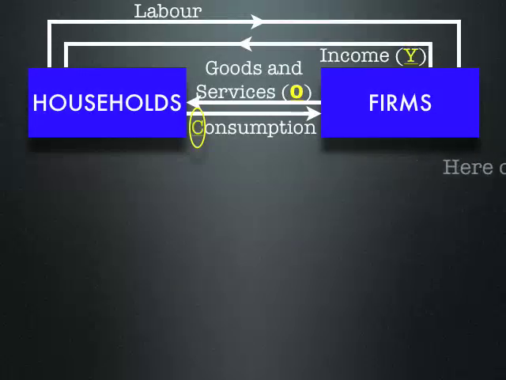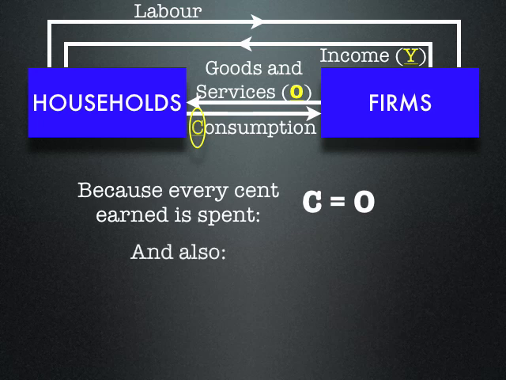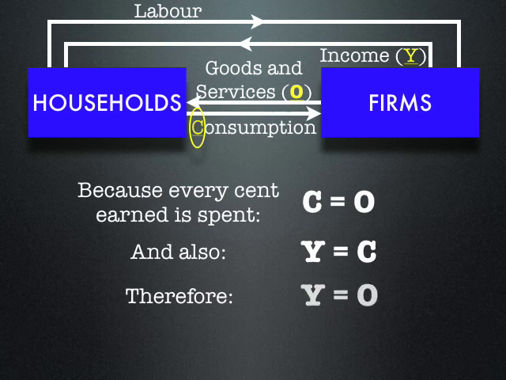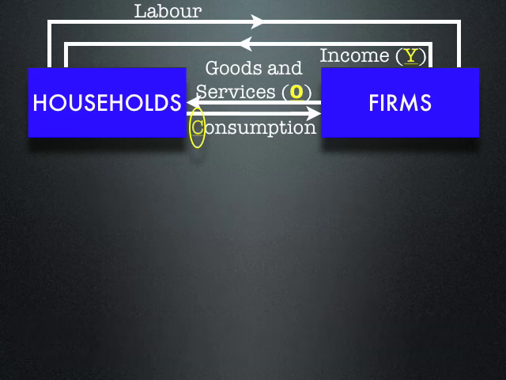So all we need to do now is get some very simple maths, right? Because every cent that people earn is spent, the amount of consumption is equal to the amount of output, the amount of goods and services. And also the amount of income is equal to consumption, because all people do is consume. All they do is buy stuff. Therefore, the amount of income is equal to the amount of output. Every cent is spent on buying the output of firms, right? And it's not reality, because people do other things with their money.